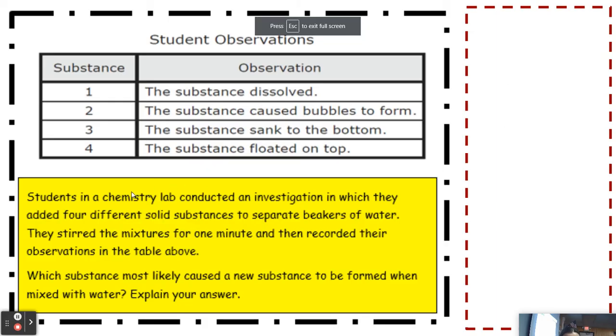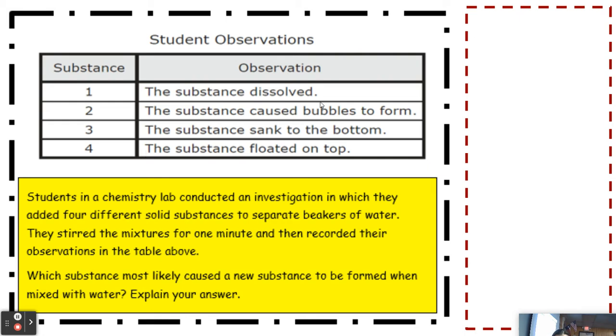Okay, let's have a look at this card. It says students in a chemistry lab conducted an investigation in which they added 4 different solid substances to separate beakers of water. They stirred the mixture for 1 minute and then recorded their observations in the table. Here's substance 1 in the water, they mixed it and observed. Substance 2 in the water, mixed it and observed. Which substance most likely caused a new substance to form when mixed with water? Explain your answer. So pretty much you're looking at which one caused a chemical reaction to occur.